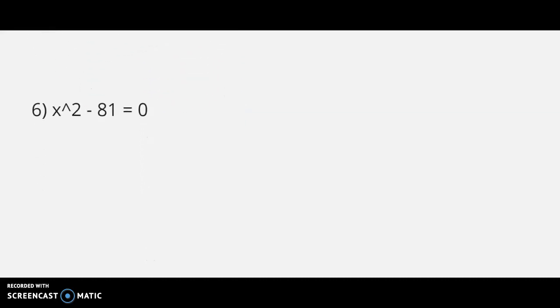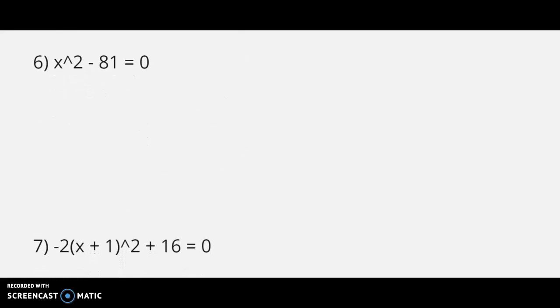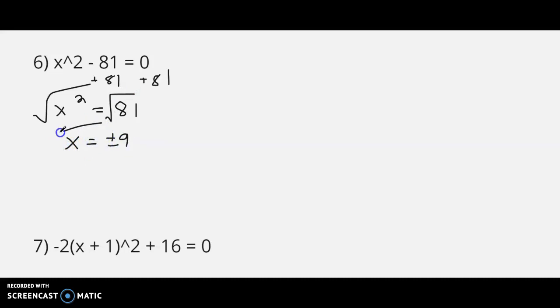All right, number 6 is a little different. It's not standard form, difference of squares, or we could just solve it directly. Get the x squared by itself by adding 81 to both sides. And then x squared is equal to 81. Take the square root of both sides, but keeping in mind whenever you take the square root, there's always the plus or the minus possibility. Plus or minus 9. So this is solving not by factoring, like I said, we're just solving directly.